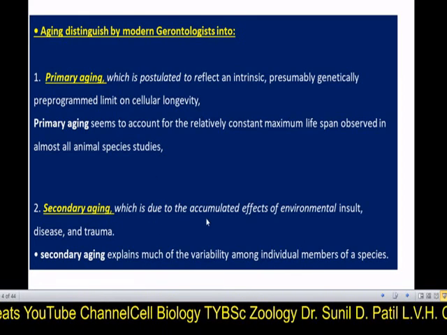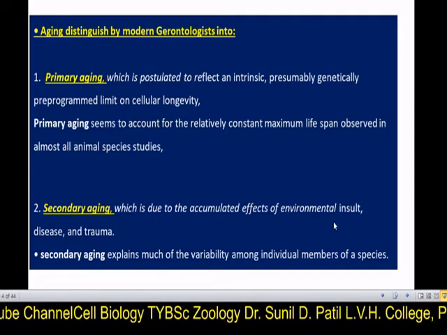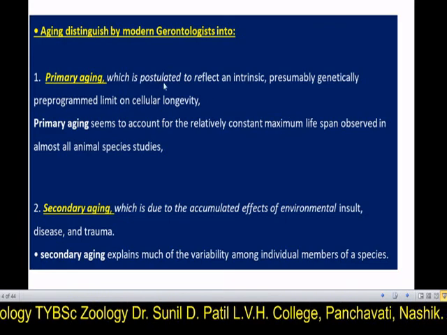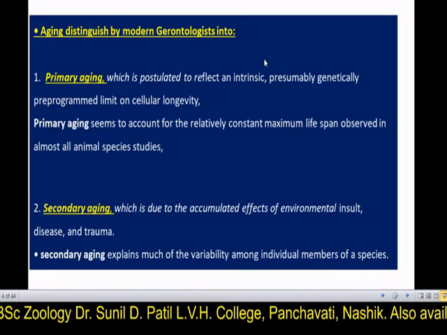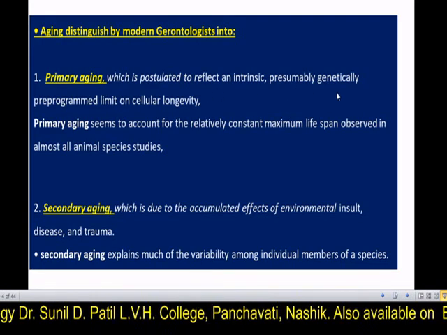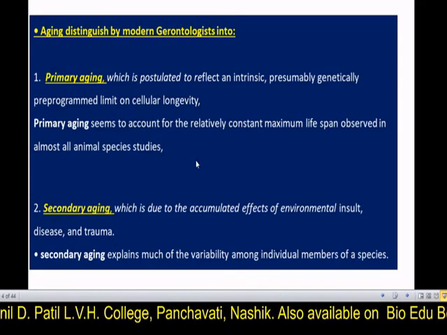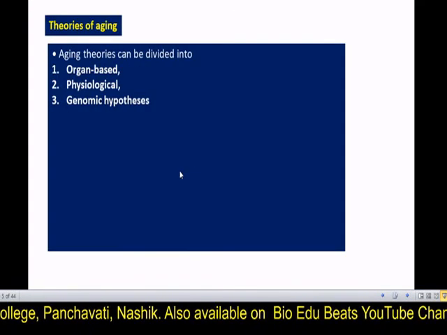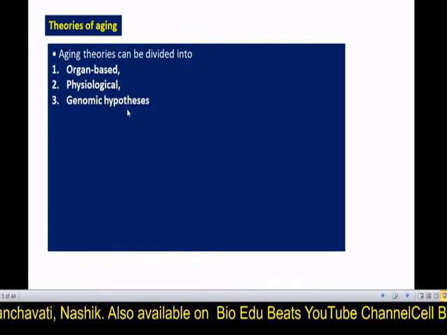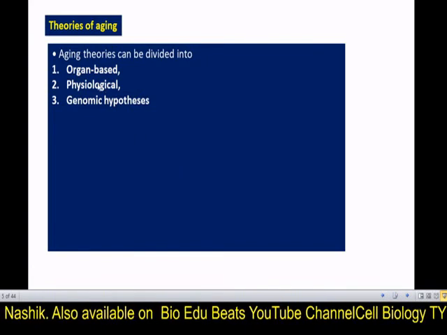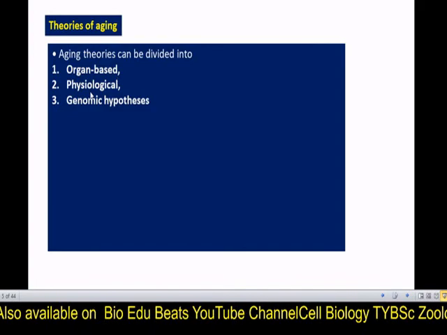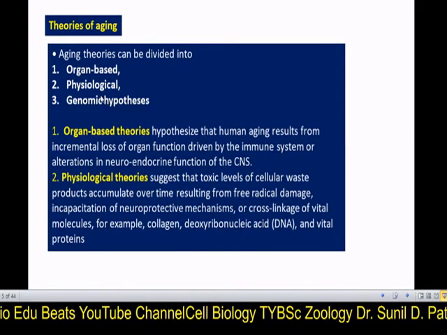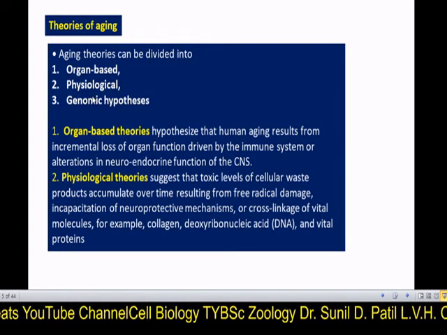Secondary aging is the cumulative effect of environmental insult, diseases and trauma, while primary aging reflects intrinsic factors, mainly genetic factors, then free radicals, genetically programmed limits, etc. So we are going to see theories of aging. Aging theories are mainly studied under these heads: organ-based theories, physiological theories and genomic hypothesis. There are various theories, but they are grouped into these three.